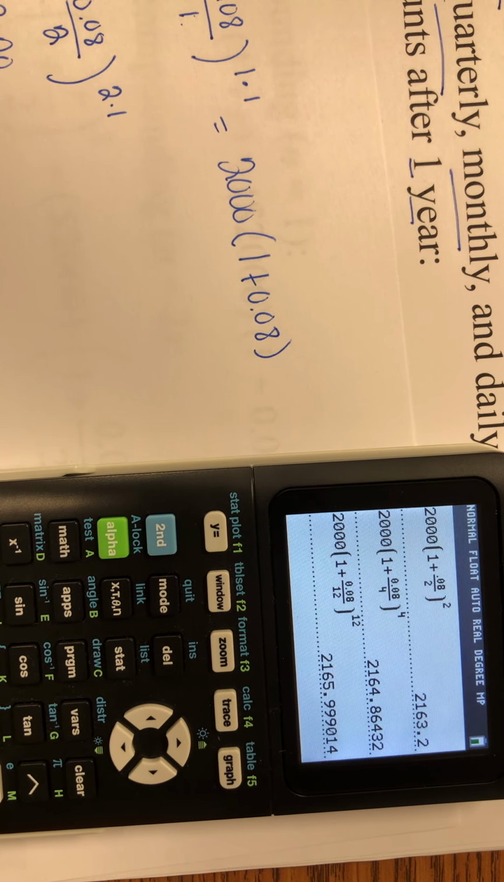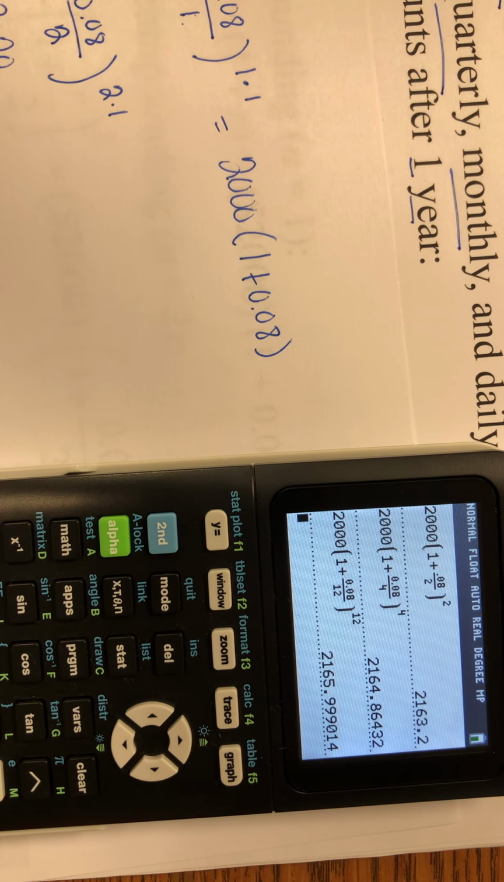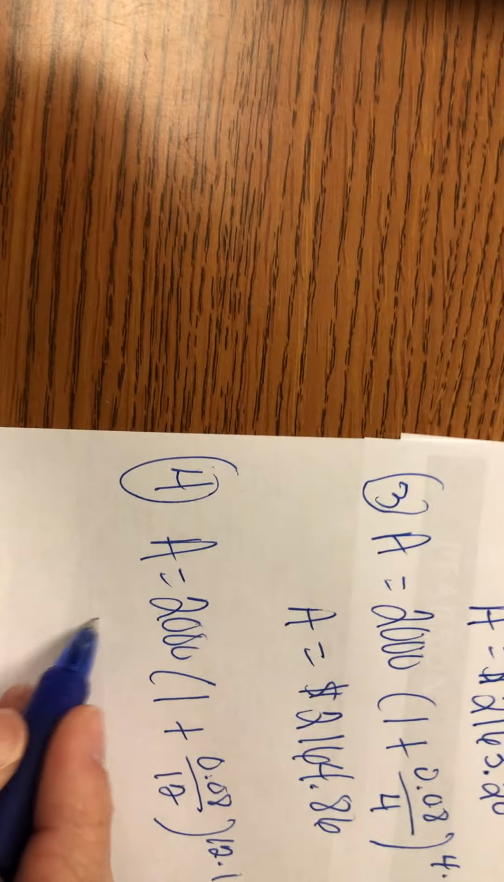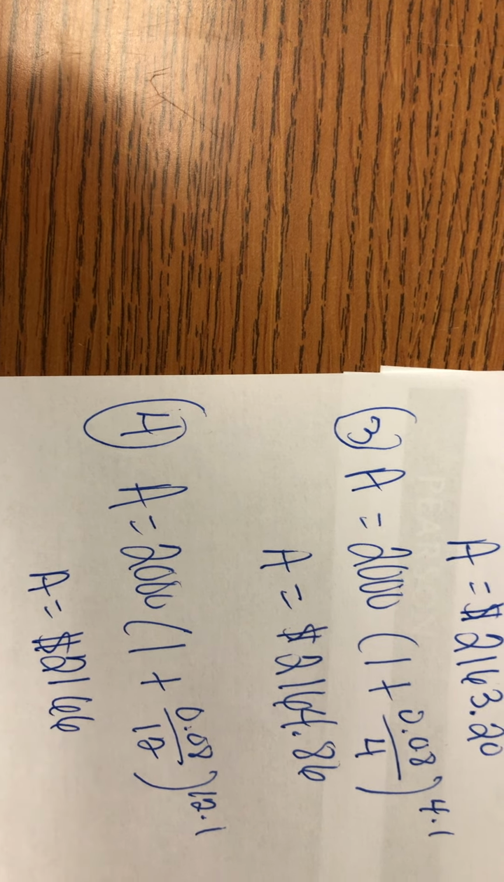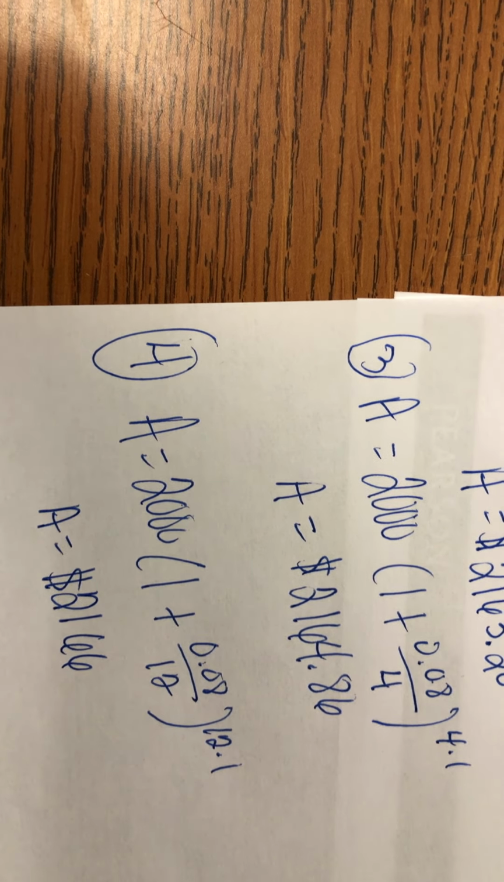$2,165.99, so that's going to be $2,166. Okay. All right.